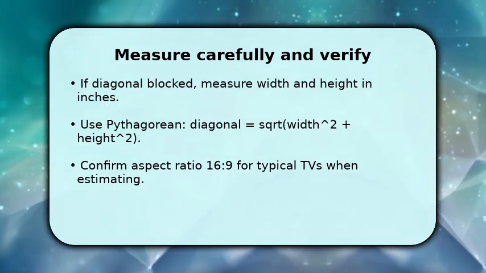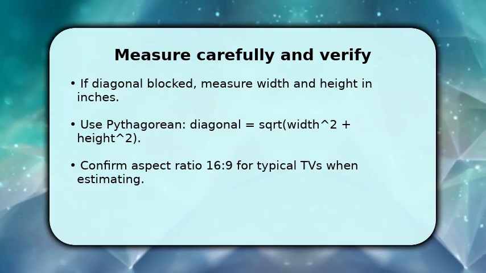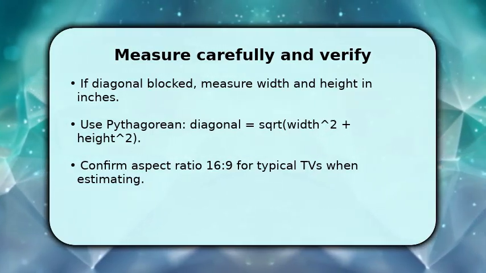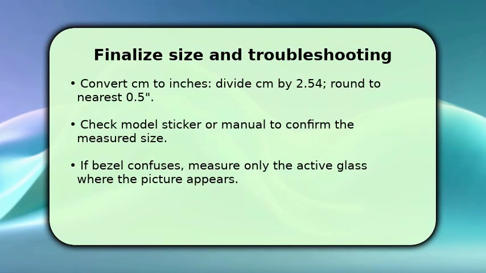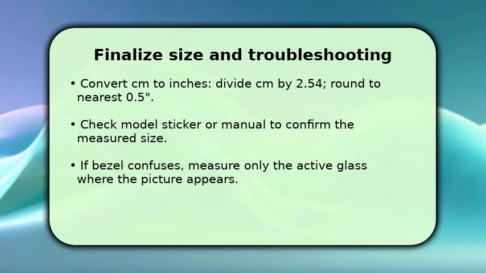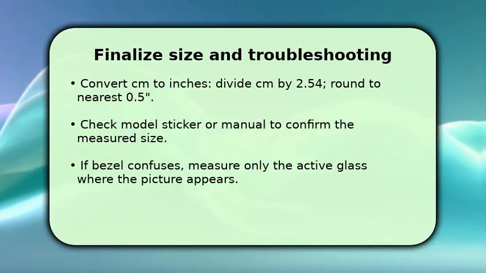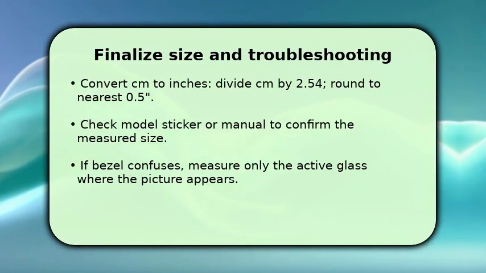Once you calculate the diagonal in inches, you're nearly finished. Rounding rules come next to pick the marketed size. Convert metric measurements by dividing the centimeter value by 2.54 to get inches, and then round to the nearest 1/2 inch because manufacturers list sizes in whole or half inches.